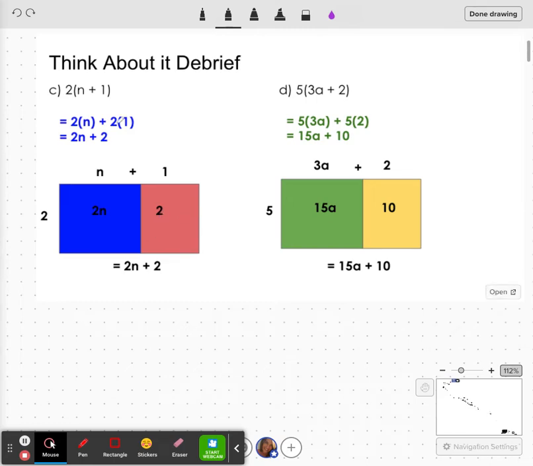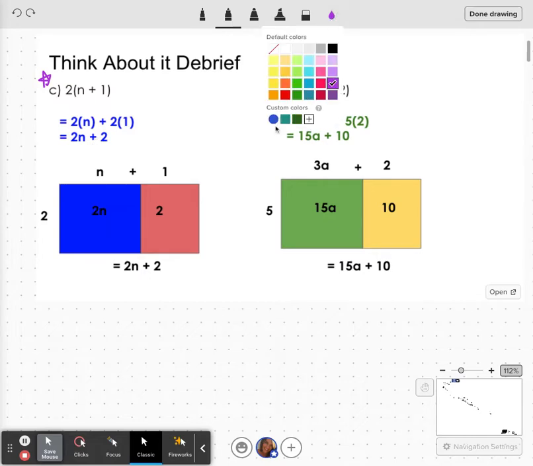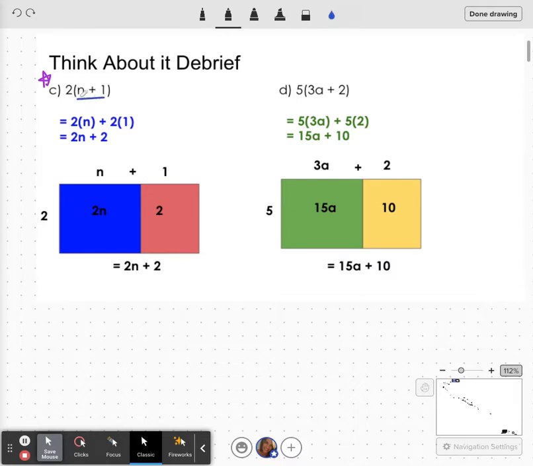Okay, so now we're going to look at C and D. We'll start by looking at C over here in the blue pen. So let's see what we needed to do and what we did. So we have 2 times n plus 1. That means I need n 2 times, and I need this positive 1 2 times.